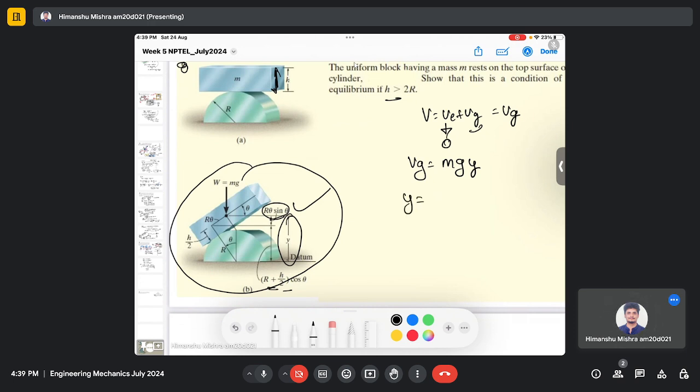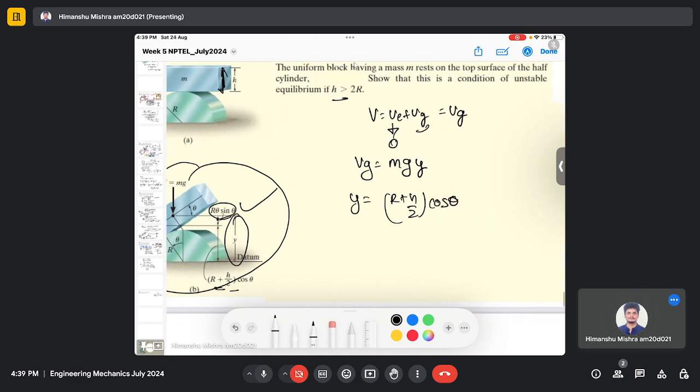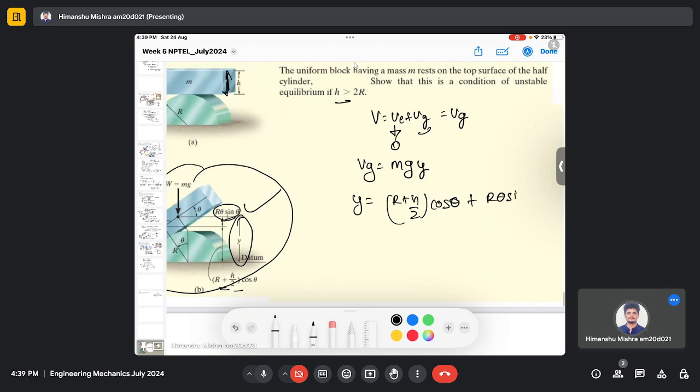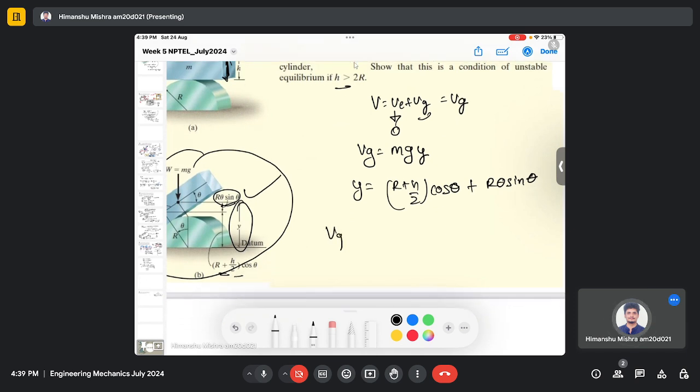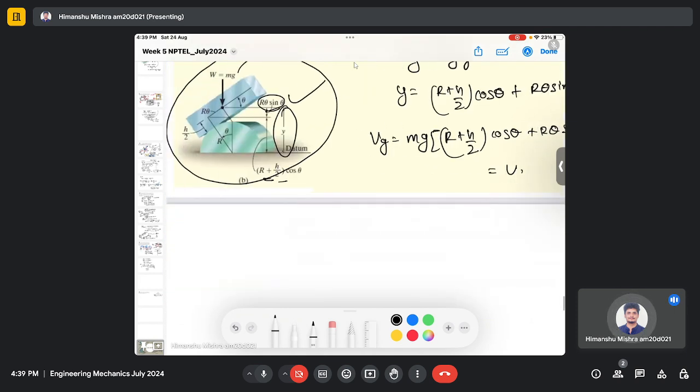So y is r plus h by 2 cos theta plus r theta sin theta. So my potential energy will be mg times r plus h by 2 cos theta plus r theta sin theta, and this is my total potential as well. For the system to remain in equilibrium, the change in the total potential energy should be 0.